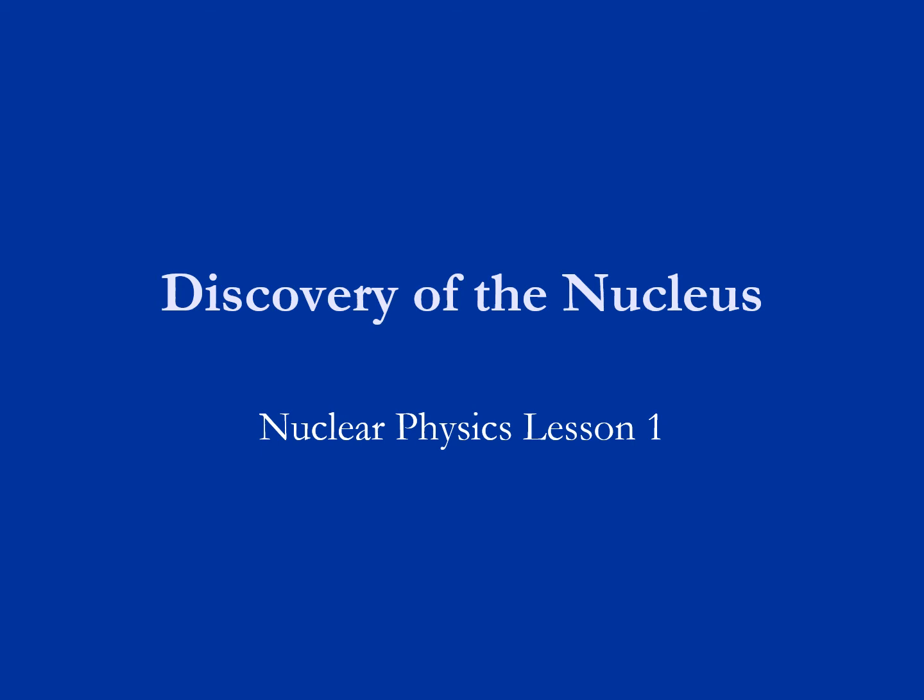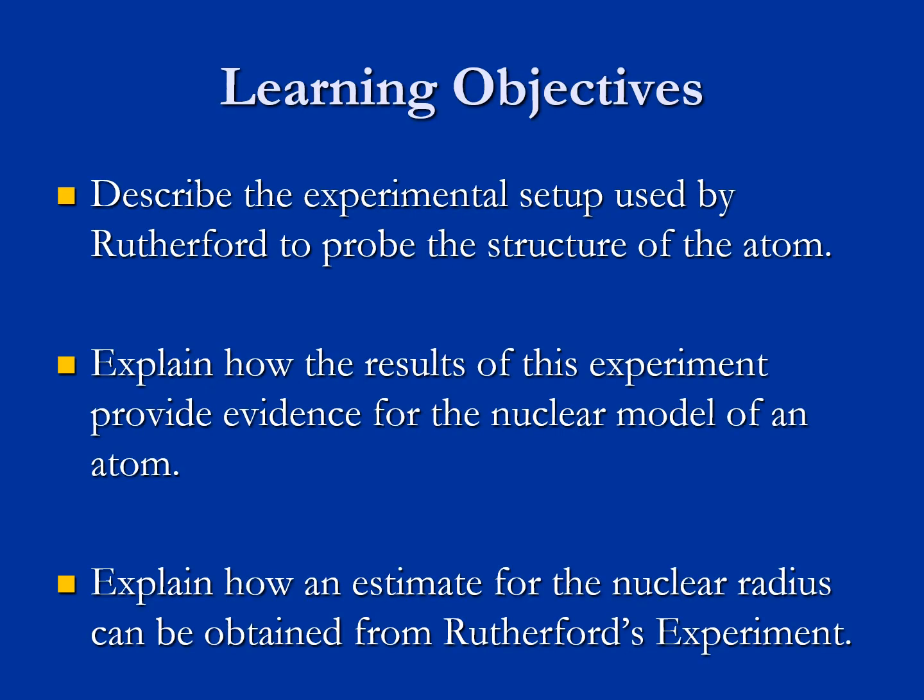We're looking at nuclear physics and the discovery of the nucleus. We have three objectives today. First one, to describe the experimental setup used by Rutherford to probe the structure of the atom. Second is to explain how the results of this experiment provide evidence for the nuclear model of an atom. And the third one is to explain how an estimate for the nuclear radius can be obtained from Rutherford's experiment.